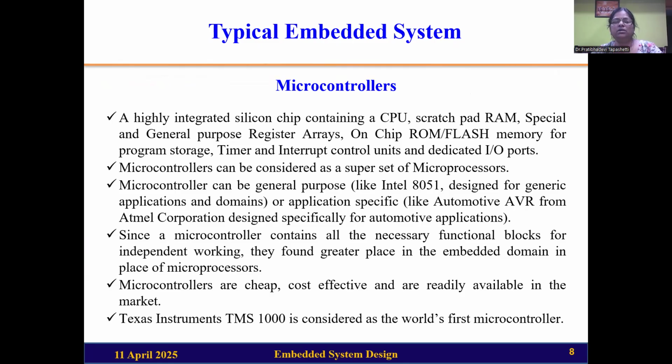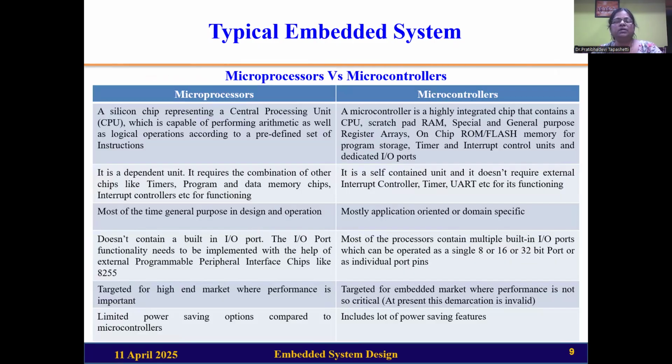Since a microcontroller contains all the necessary functional blocks for independent working, it found a greater place in the embedded domain in place of microprocessors. So microcontrollers have completely replaced microprocessors. Compared to microprocessors, microcontrollers are cheaper, cost effective, and readily available in the market. Texas Instruments TMS 1000 is considered the world's first microcontroller. So here are specifically the differences between the microprocessor and microcontrollers.